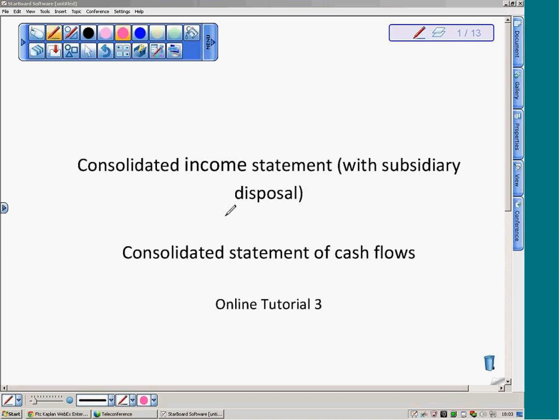Now, group cash flows, if you're comfortable with single entities, to be honest, the mechanics of preparing your group cash flows is no different, okay? Just a few little extras that we'll touch on before we practice the question, and really the technique, the mechanism of it is in essence the same as single entities, okay? Hopefully you've been able to print off the FAR online tutorial 3 workbook, because that's what we're going to be working from today.